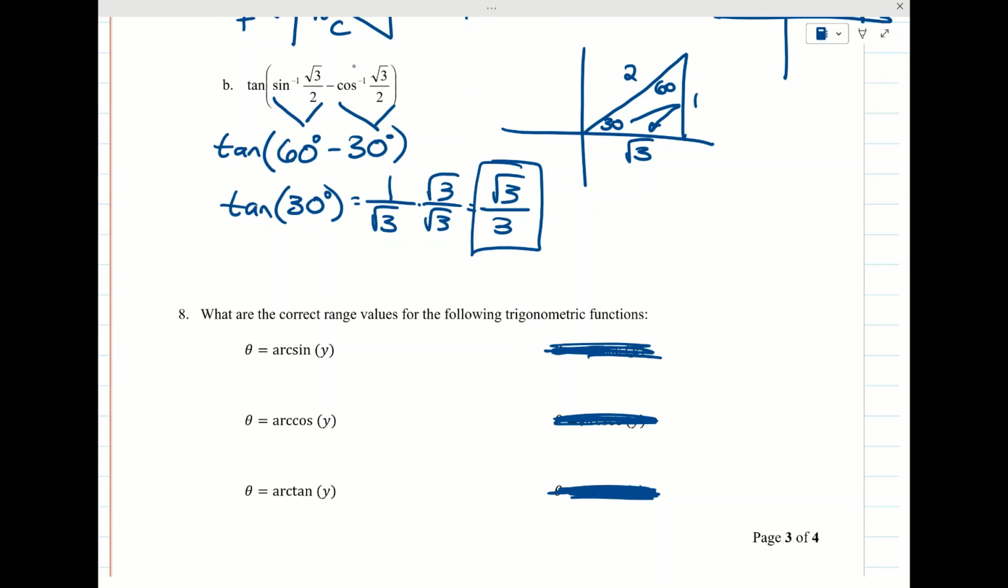So when we talked about sine, we said that to get the principal value, so arc sine, theta was between negative 90 and positive 90, which was similar to tangent, but we didn't include those because that had an asymptote there. So this will be multiple choice. You just circle the right one, okay? And cosine was between 0 and 180.